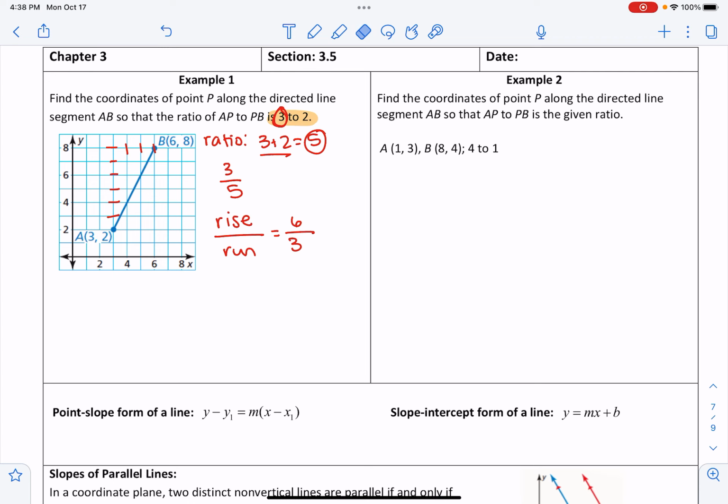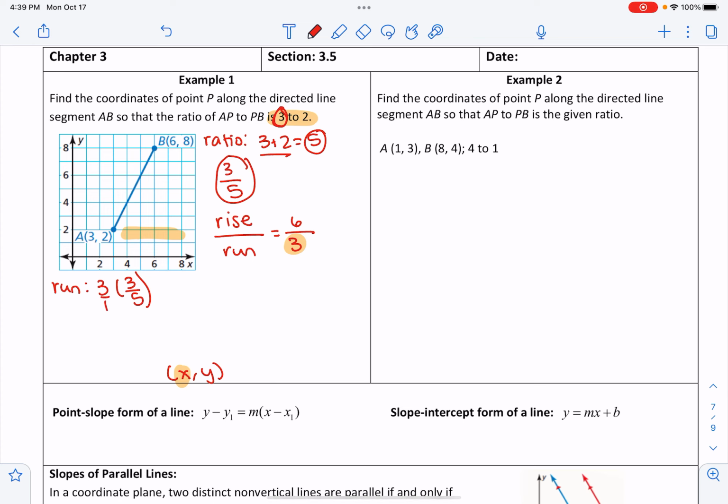Now, we're not going to simplify this. We're not going to reduce our fraction like we typically do. But think of an XY coordinate. We need to find a coordinate for point P. So we're going to start with our X coordinate, which would essentially be the run. Our run was 3. We need to find 3/5 of this run because we want to move over 3/5 of the way.